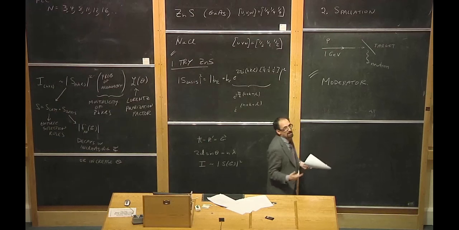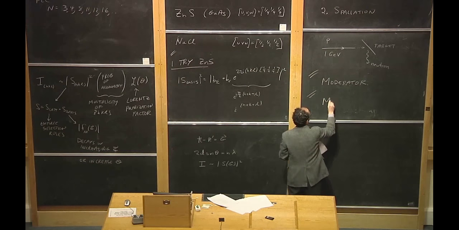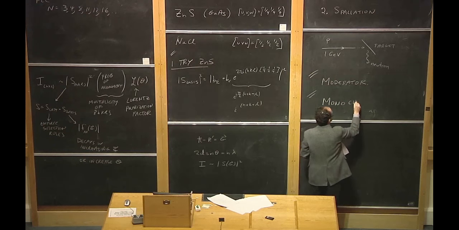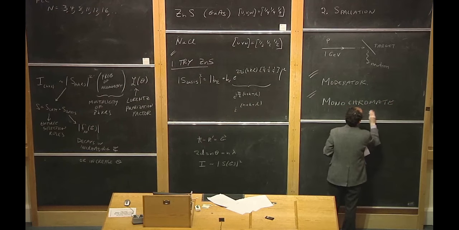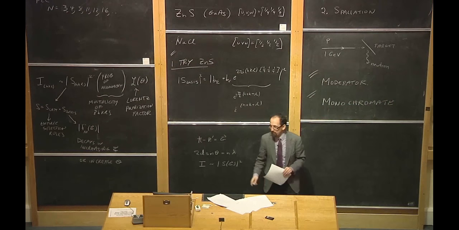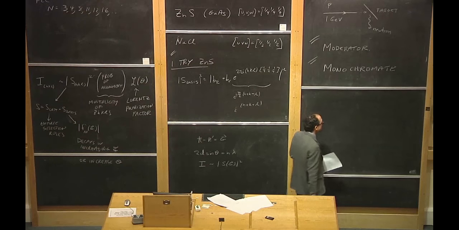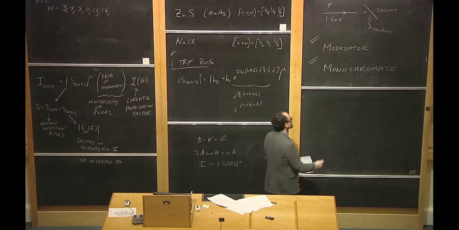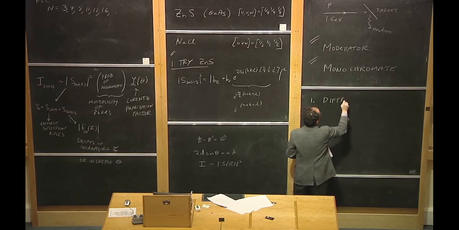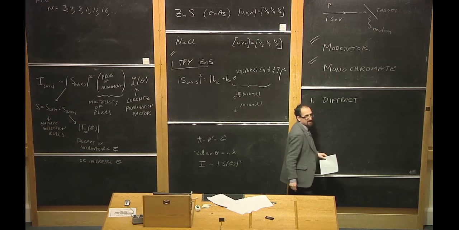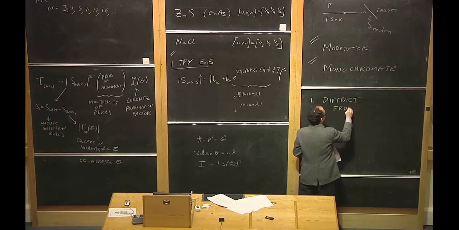Now, once you have the neutrons coming out, you need to somehow figure out how to make them monochromatic. Monochromatic meaning you just want to get one wavelength. Remember, that was the first rule, know your wavelength. So how do you monochromate? One way, method one, is to diffract. So you can use a crystal that's known. We mentioned this in the case of X-rays as well. Diffract from a known crystal.